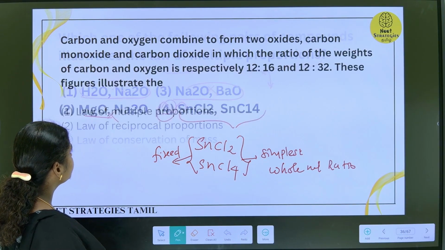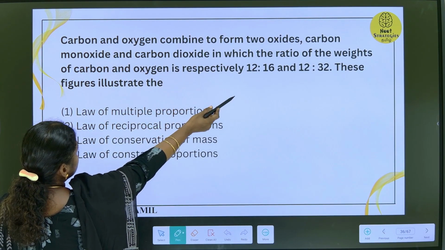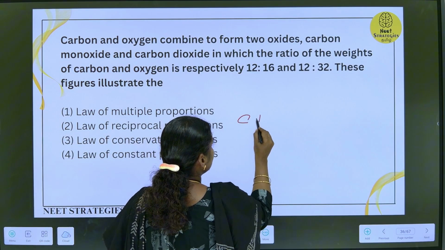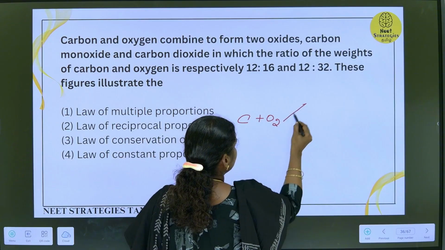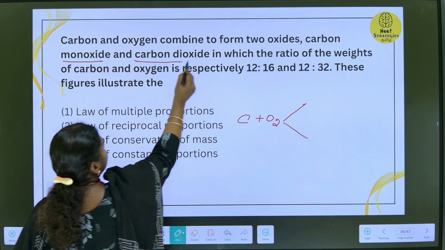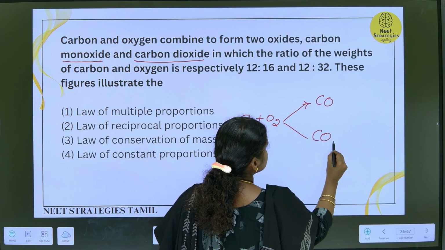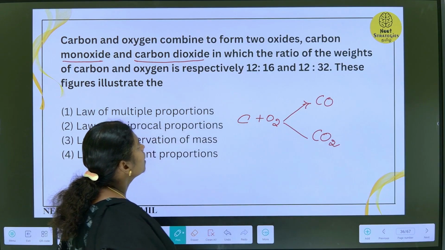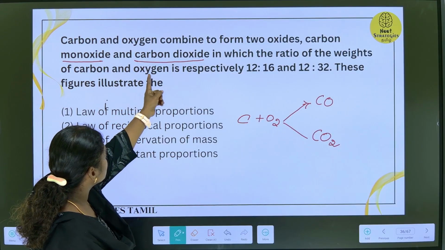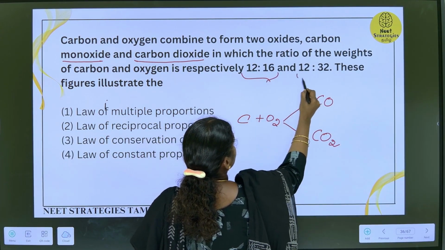Next one. Carbon and oxygen combine to form two oxides: carbon monoxide and carbon dioxide. One is carbon monoxide, the other is carbon dioxide. In which the ratio of the weight of carbon and oxygen respectively. Okay, so 12 is to 16, 12 is to 32.